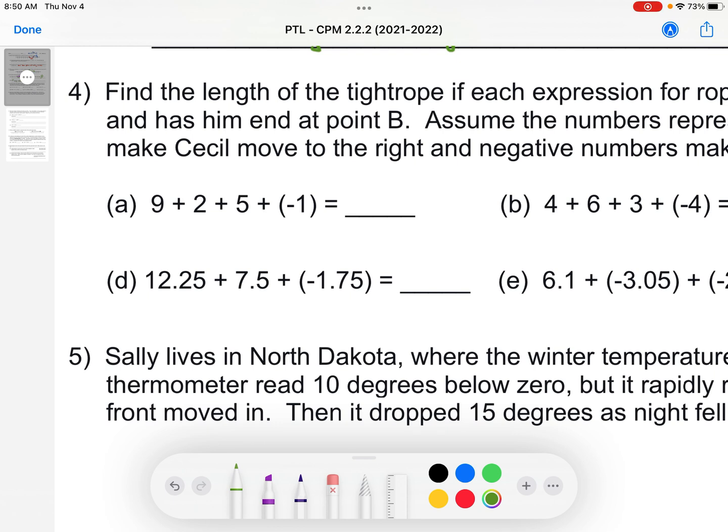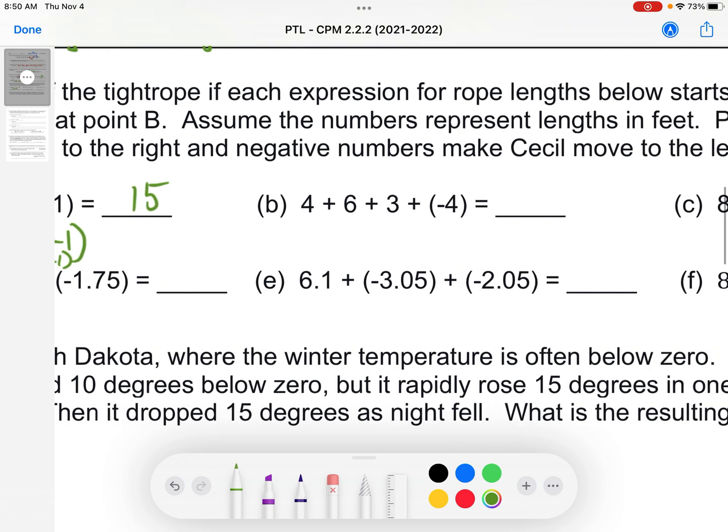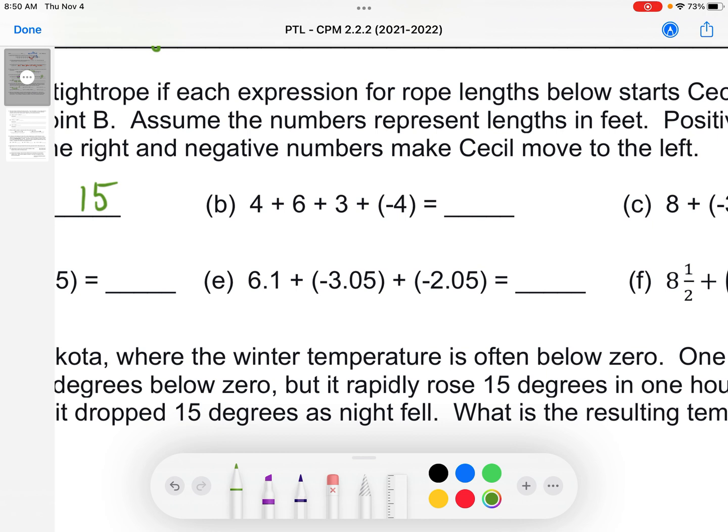But we can think about it: if he's starting at 9 and we're going to move 2 to the right, we have an 11, right? And then while he's at 11, we're going to move 5 more to the right, so that's 16. When I have a 16 plus a negative 1, that plus negative 1 is going to move me 1 to the left, and I'm going to end up at 15. Next, 4 plus 6 plus 3 plus negative 4. Starting at 4, going to move 6 to the right, that's 10. Then I'm going to move 3 more to the right.